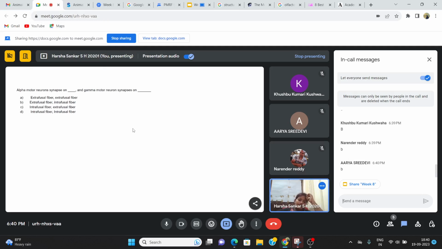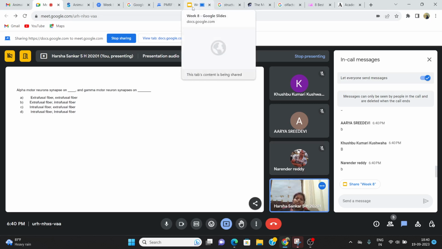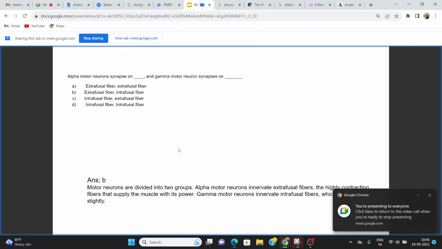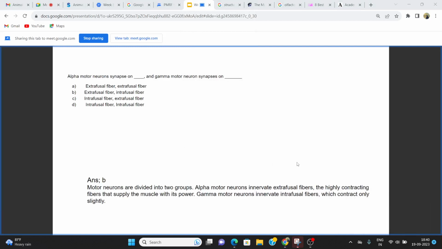Arya replied. Yeah, everyone replied. Its correct answer is option B, right? We also discussed and also sir drew that figure in the lecture. So basically this can be divided into two types, which is alpha and gamma. Alpha always innervate extrafusal fiber and gamma always innervate intrafusal fibers.